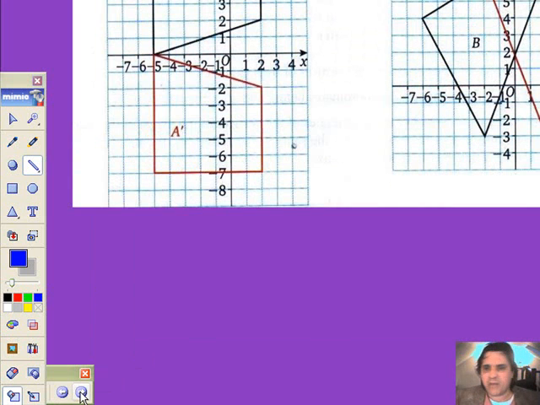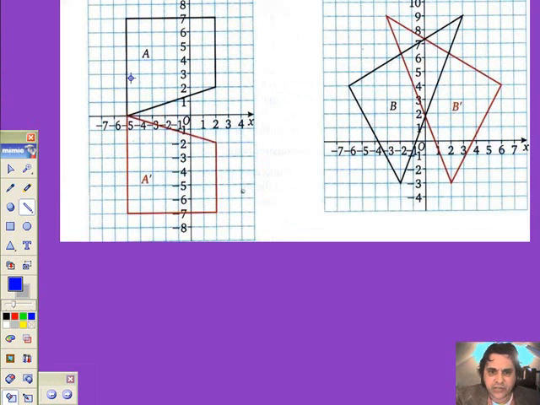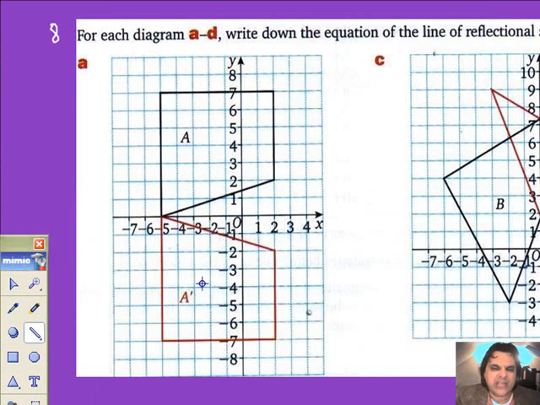He says for each diagram A to D, I've got A and C there, write down the equation of the line of reflectional symmetry. Essentially, drawing the line of symmetry and naming the equation. I want this to stand out, so I'm going to do it quite thick. Let's have a look. Now, here is shape A. Here is the image called A dash. That's what that little line means. And as you can see, the mirror is straight across here.